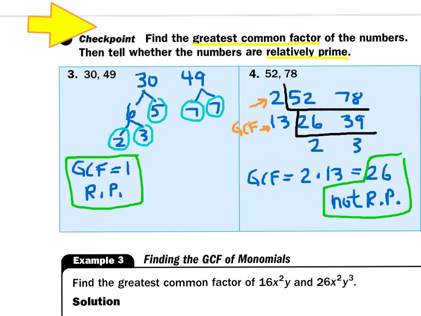With 49, I broke it apart to 7 times 7. Now notice the trees have nothing in common, so the greatest common factor is 1, and they're relatively prime. Take a look at number 4.